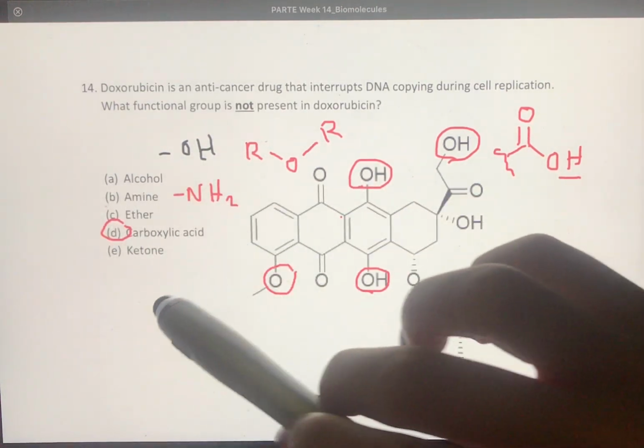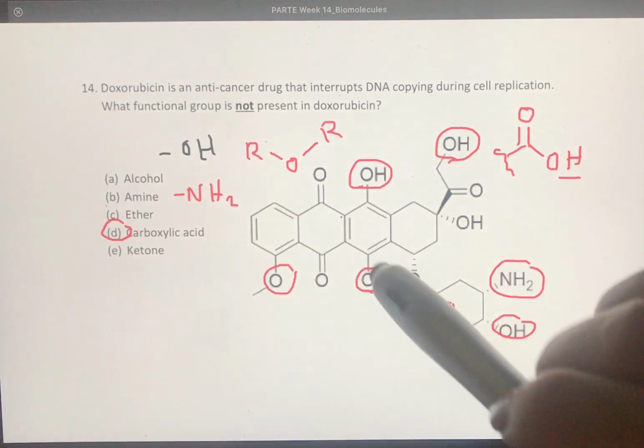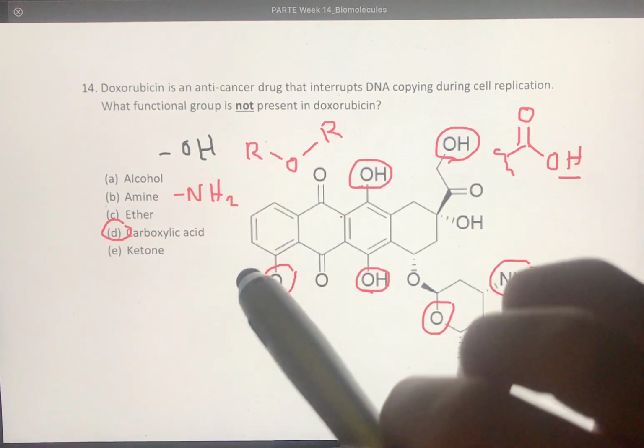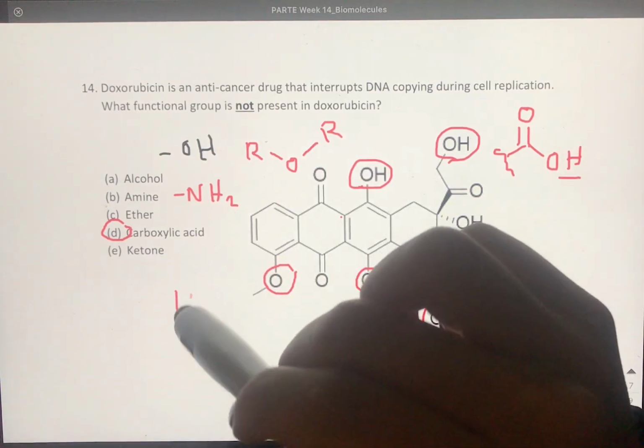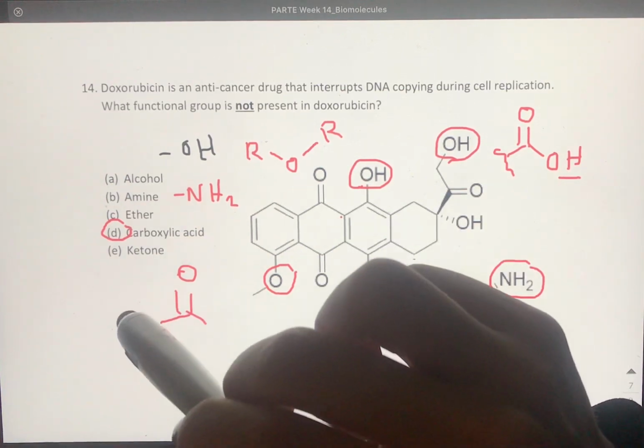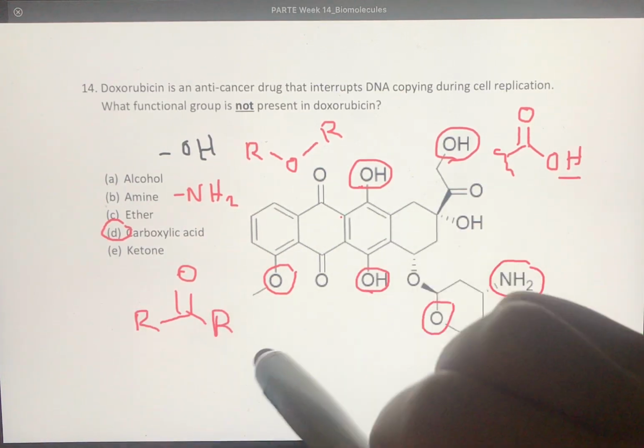But let's look for some ketones to make sure that's not the answer. So a ketone is a carbonyl that is found in the center or like the middle of a molecule with R groups on either side, so carbons on either side.